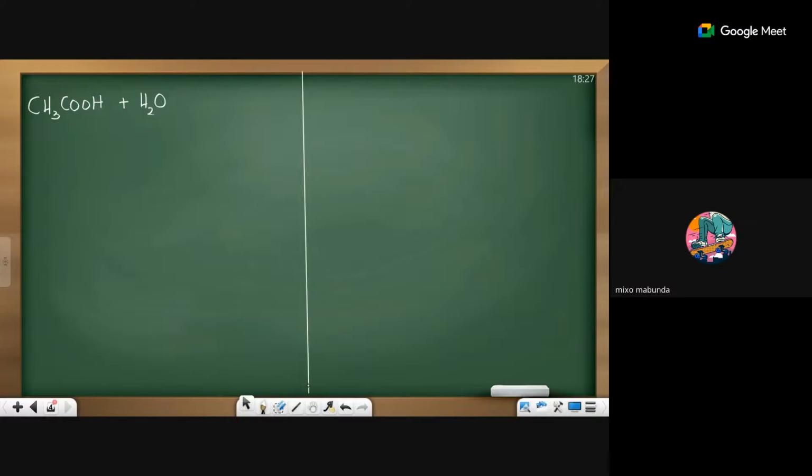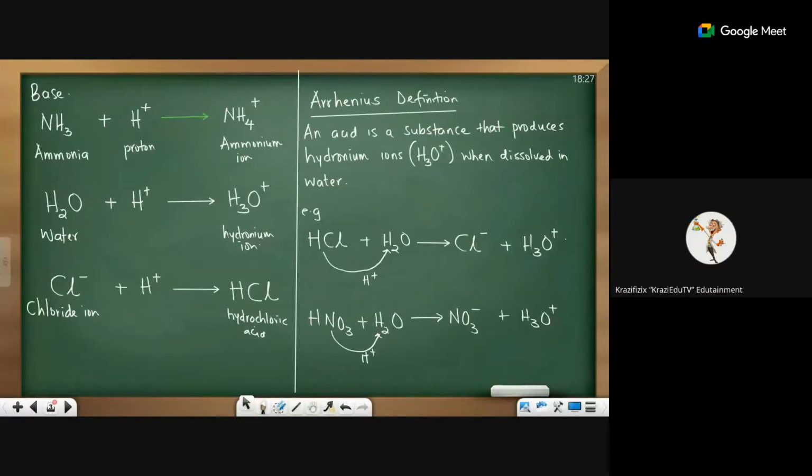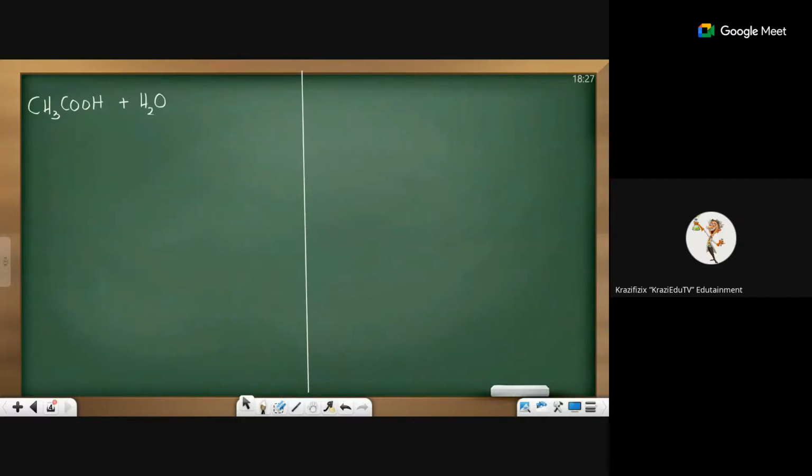Okay, let's look at maybe two more examples. Let's look at something very nice. CH3COOH plus H2O. This is your vinegar. That is your vinegar there. Lovely. Now, what will happen here?